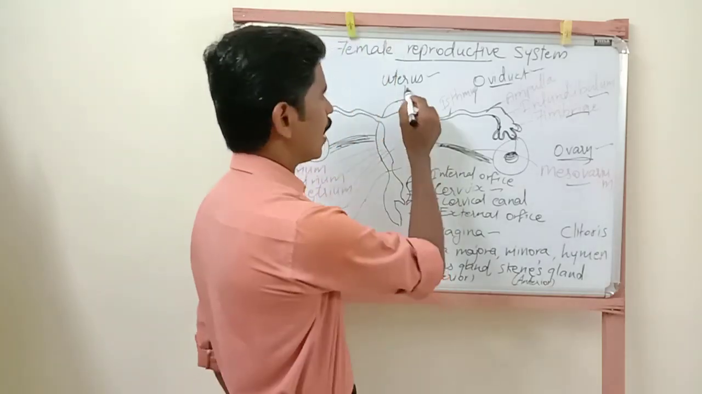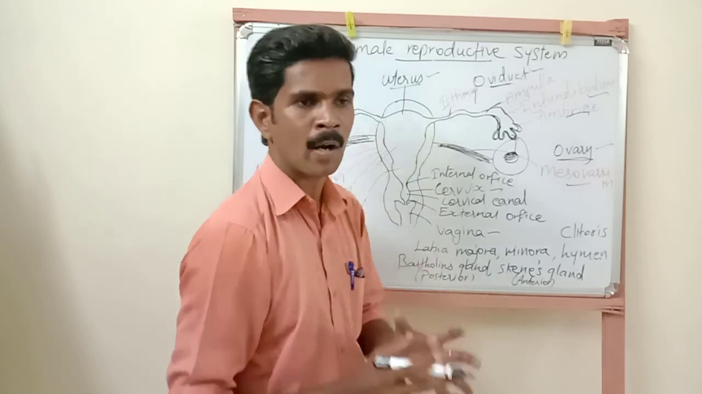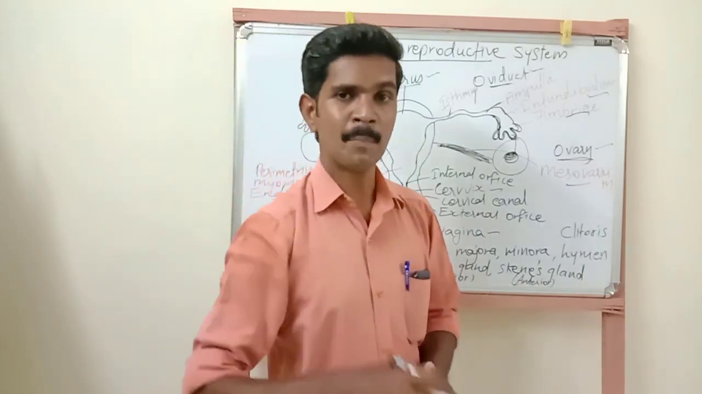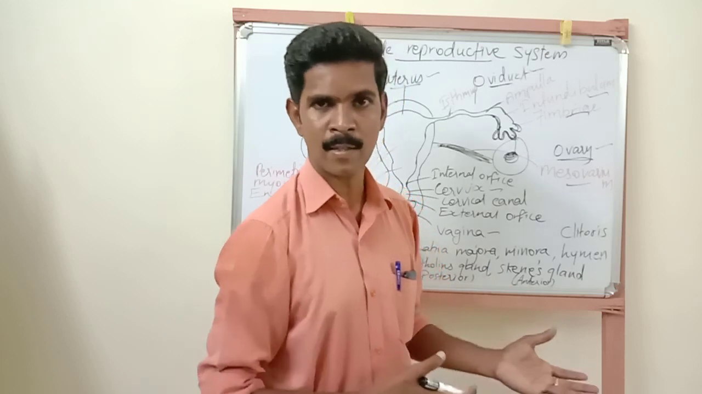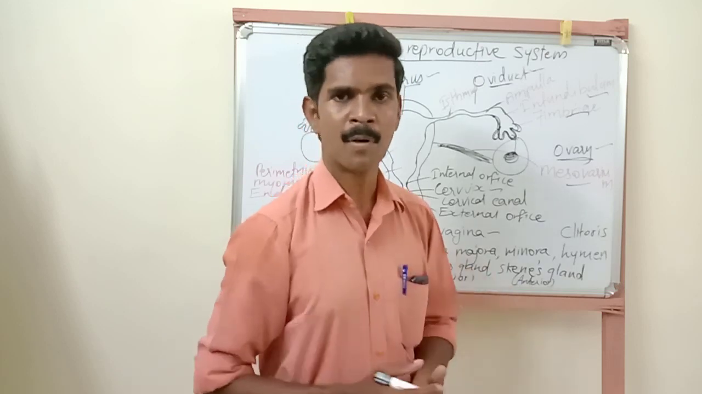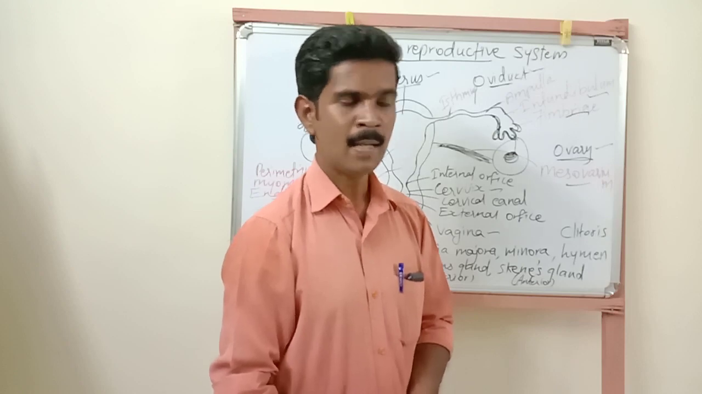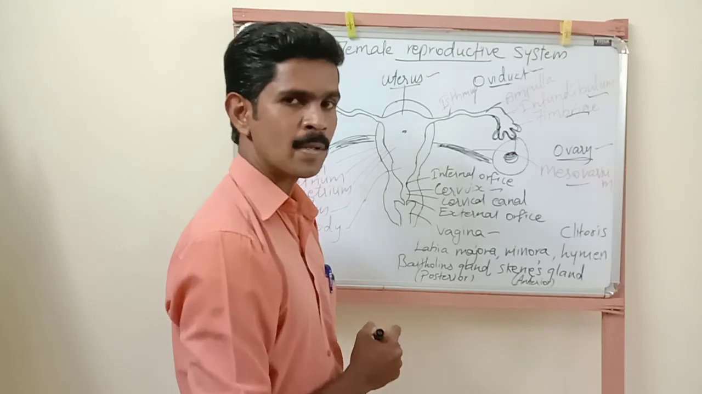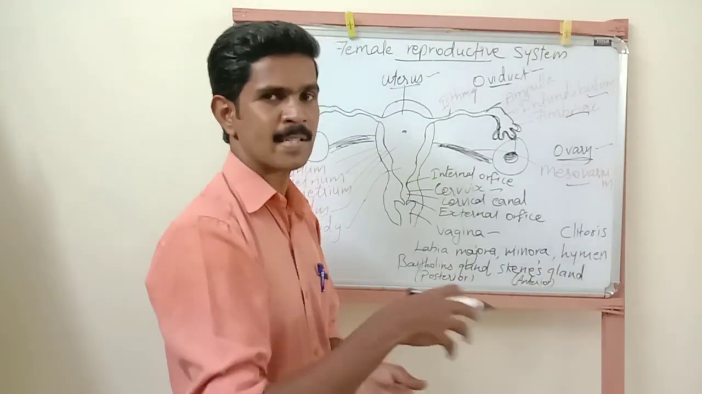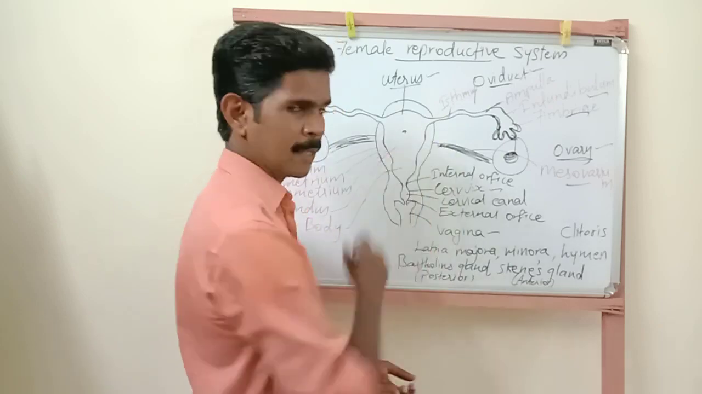Then the third one, uterus. Actually, uterus is a hollow organ, an empty organ. It is a muscular organ, fully made up of muscles. We cannot see any bones inside the uterus. Understand? Then the shape of the uterus is an inverted pear shape.